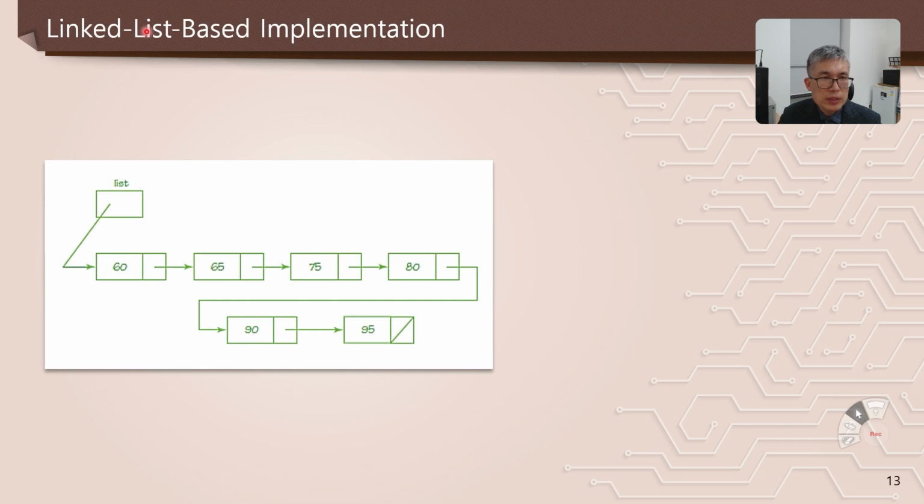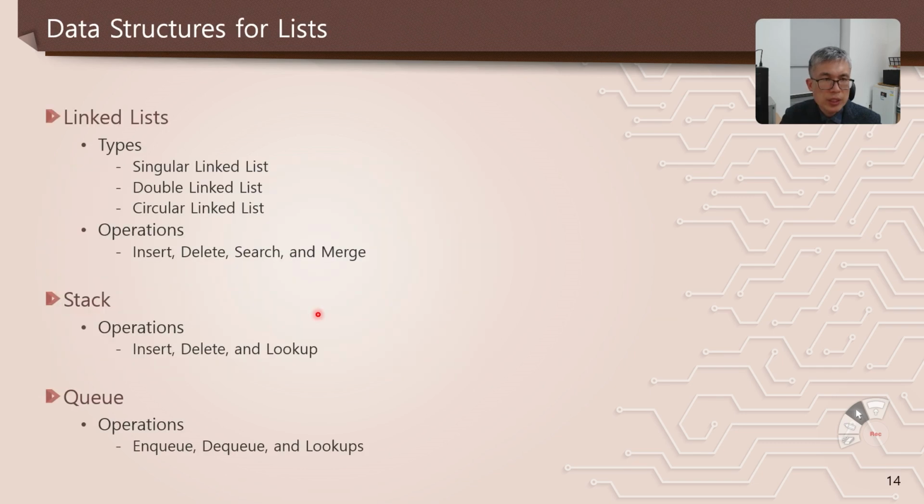List-based, here, linked list. So this one is a pointer, it points to the first list item, and then each one has a value and the next pointer field, okay, is included. So we have this kind of linked list.